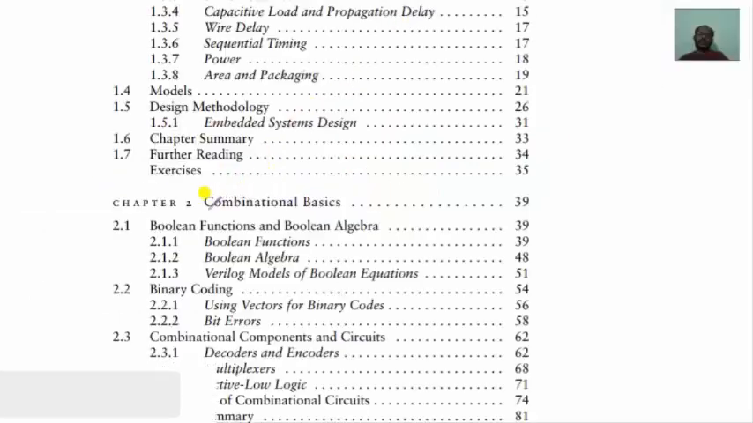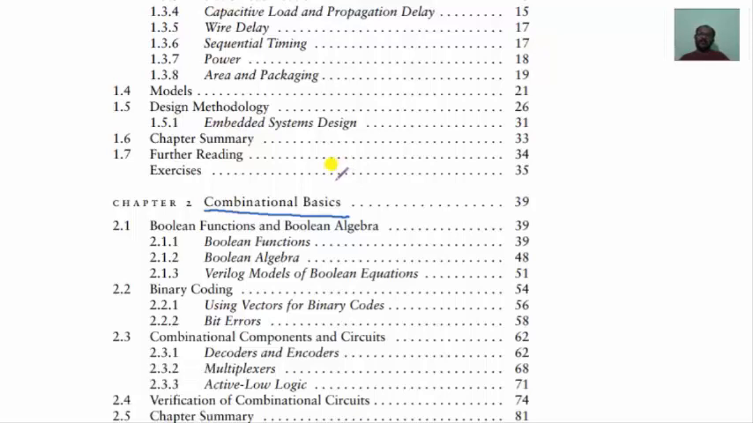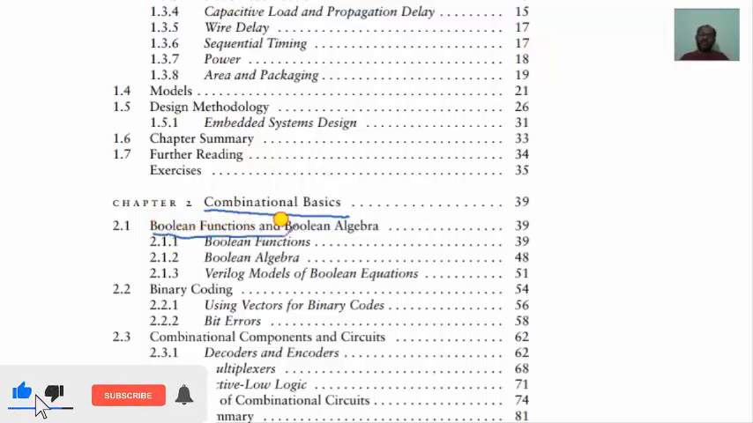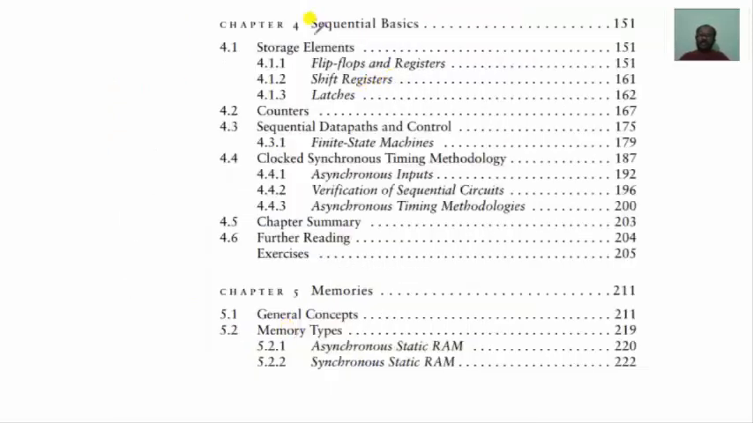Hello friends, in this video let us discuss combinational basics and sequential basics of digital system design using Verilog. Here I am referring to Peter J. Ashenden's book. In combinational circuits we will be talking about Boolean function and Boolean algebra. Also we are going to discuss binary coding, combinational components and circuits, and verification of combinational circuits. In the case of sequential circuits, we are going to talk about storage elements.